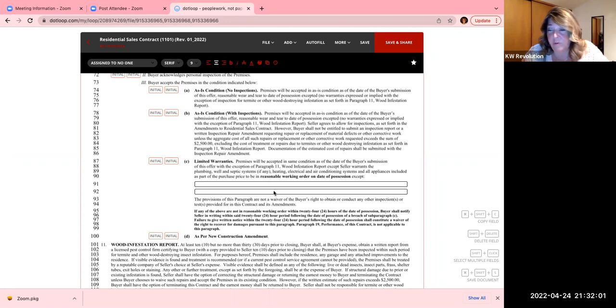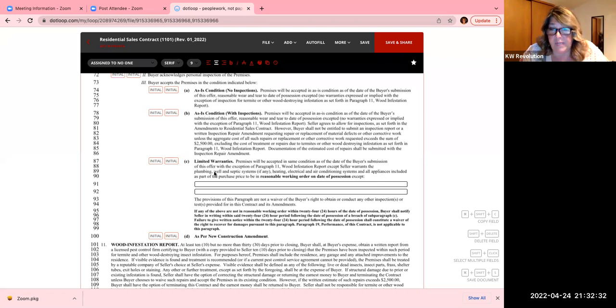So it does go through and explain some of the contractual items here. I don't have my glasses on right now. Sorry about that. So it has to be something in the plumbing, well, septic, heating, electrical, air conditioning. I know that they have all those on the repair amendment. They have everything on there.